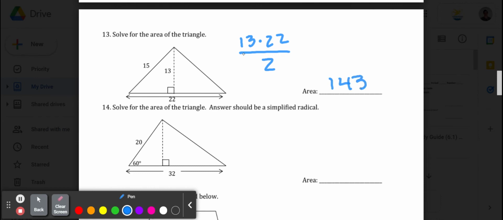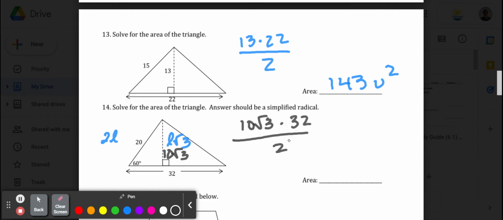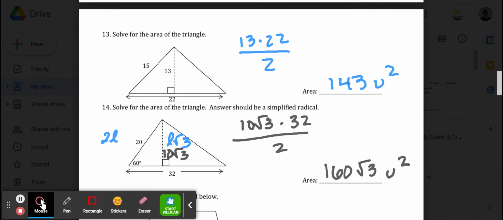143. Again, square units. And then this is a 30, 60, 90. So this is 2L, and this should be L rad 3. So that means this should be 10 rad 3 for the height. So we get 10 rad 3 times 32 divided by 2. And so that's going to be 10 times 32 is 320, divided by 2 is 160 rad 3 square units.